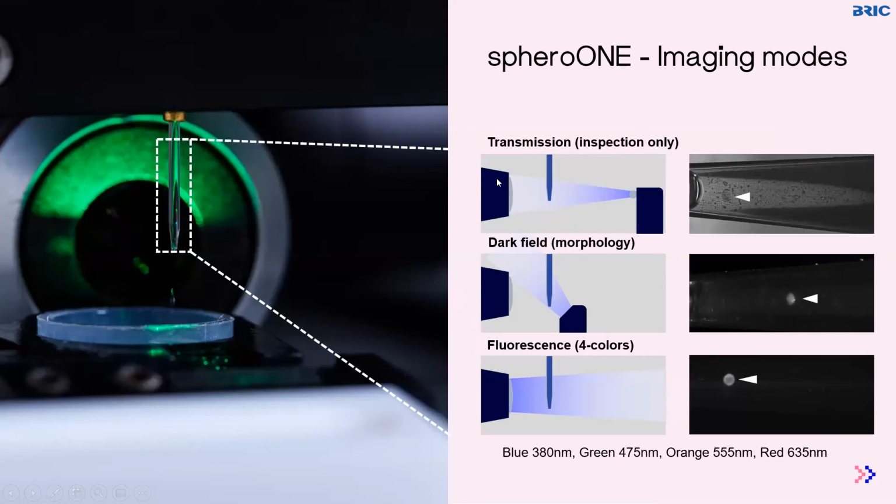So you can do this by transmission. So this is kind of a bright field microscope. If here you have a spheroid, you can image it by dark field, so you get the reflected light from the spheroids, or by fluorescence if you mark your spheroids with a marker.